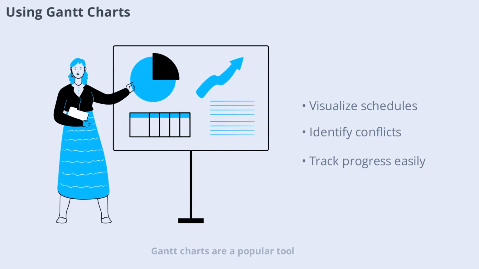Gantt charts are a popular tool for visualizing project schedules and resource allocation. They show tasks along a timeline, making it easy to see who is working on what and when. By using Gantt charts, project managers can quickly identify potential conflicts, track progress, and adjust allocations as needed. This visual approach enhances communication and keeps everyone aligned on project goals.